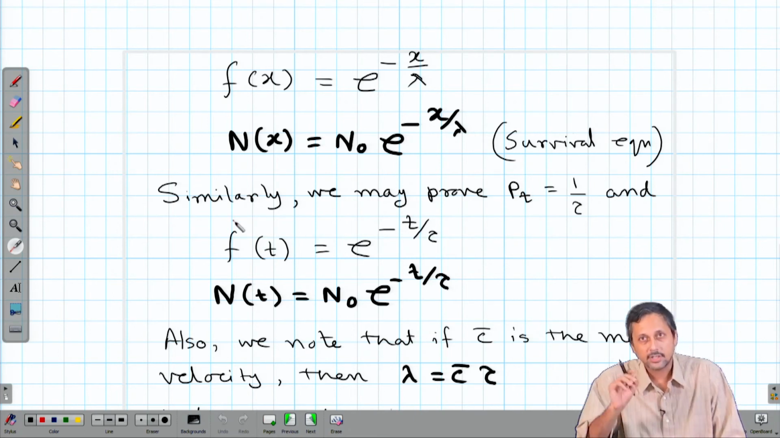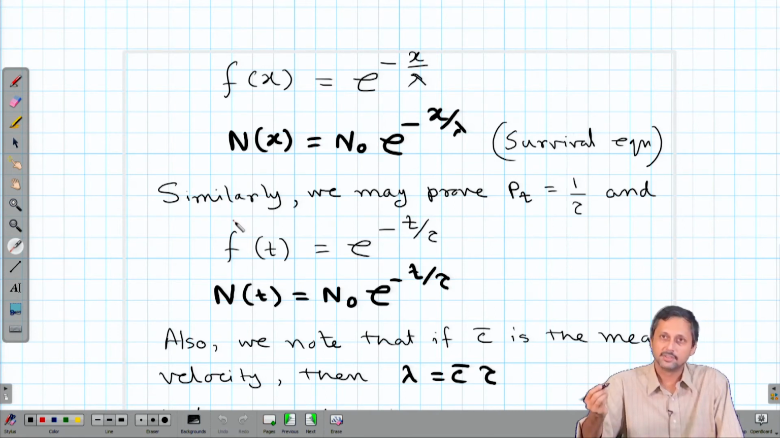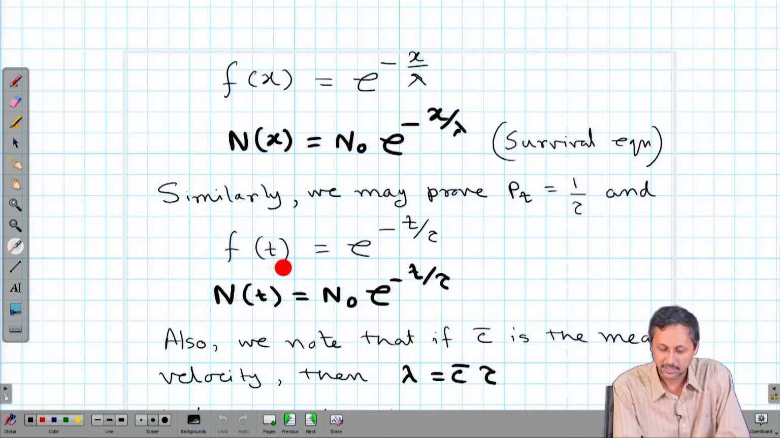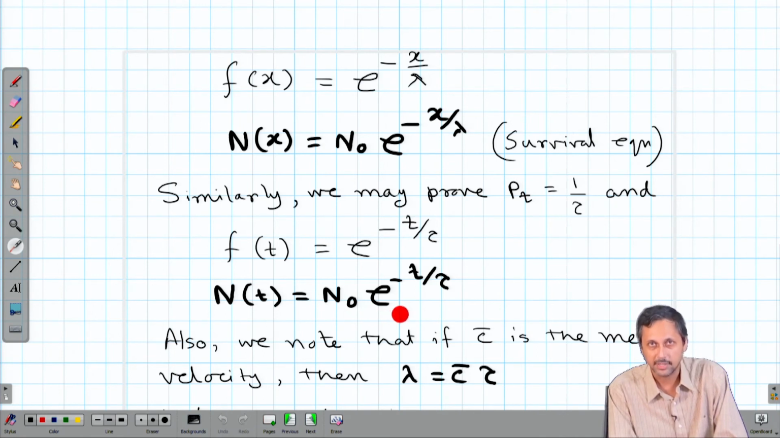Similarly, for time, as I have said, the exact same treatment is valid for time also. So, we can always define a probability, which is the probability of collision in the time t to t plus dt, and then we can find out that f(t), the survival function, is nothing but e to the power minus t by tau, okay. That p_t will be equal to 1 over tau, and the survival equation for time will be n(t) is equal to n0 e to the power minus t by tau, right.